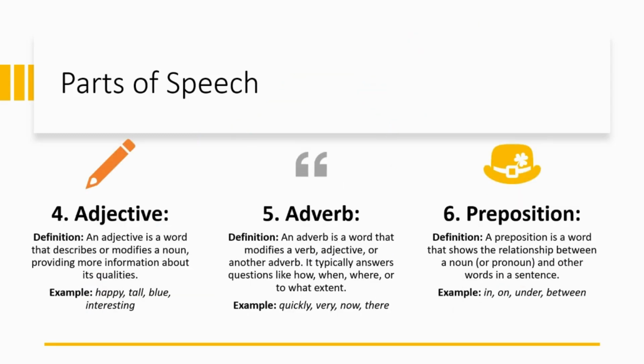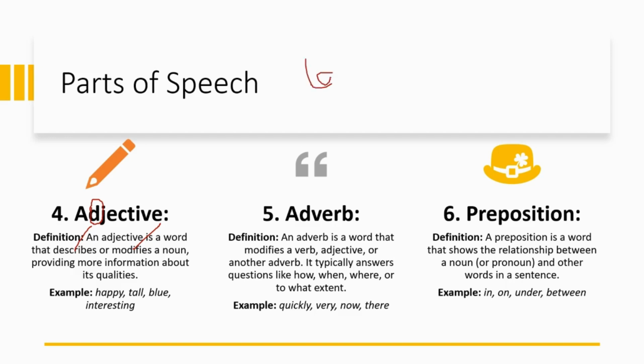Now move on to the next one, adjective. The D is silent over here, as it is in judge, dodge. So an adjective is a word that describes or modifies a noun, providing more information about its qualities. So an adjective qualifies a noun.